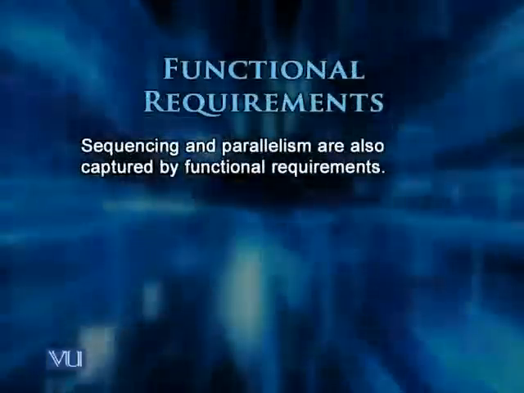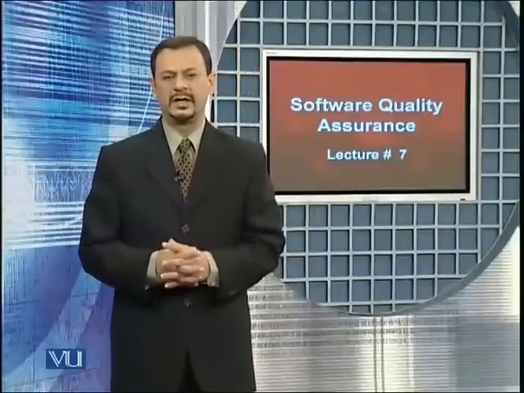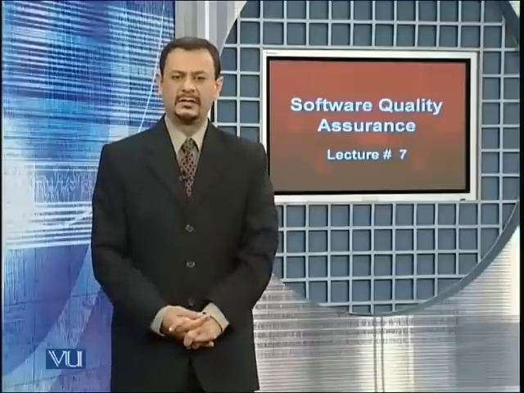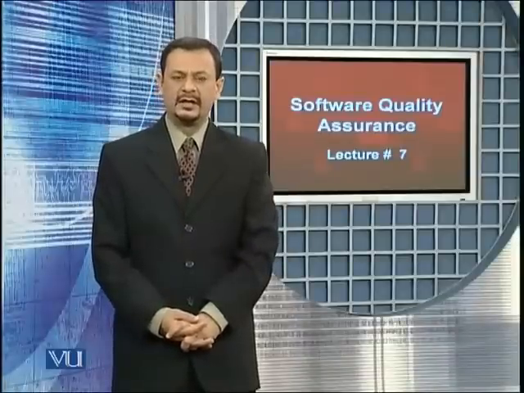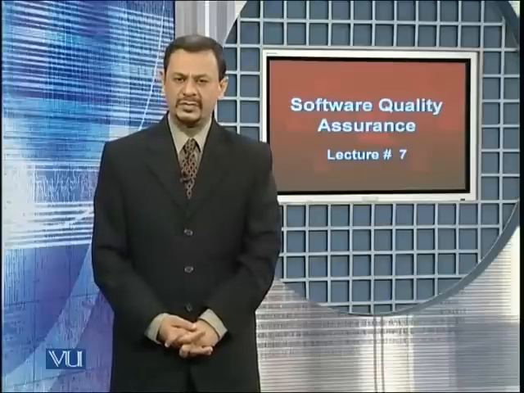Sequencing and parallelism are also captured by functional requirements. Sequencing and parallelism are very important part of real-time systems, where it is important to note which events happen before other events. And there is a sequencing concept, and there are certain things which can be executed in parallel, and for that we can have multitasking and we can have parallel computing availability in the hardware also, and that depends on the application domain.